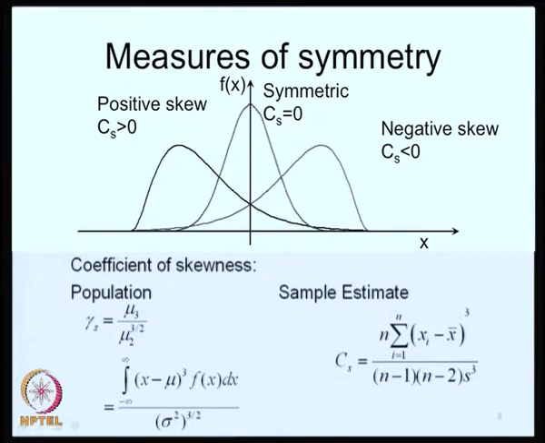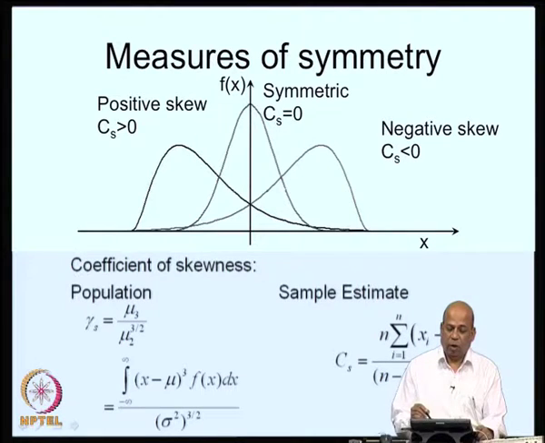So, let us look at the measure of symmetry now. What is it that we are looking at? We are looking at, let us say there is a distribution something like this. There is a long tail towards the right and another distribution which has the long tail towards the left and has a similar peak as any of them, and there is another distribution which is perfectly symmetrical about a certain point.